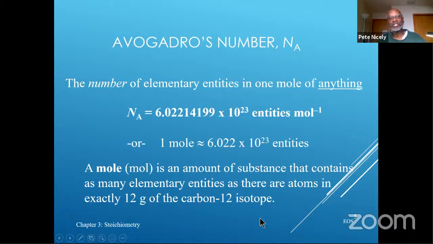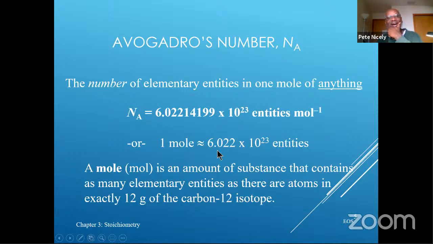And the actual definition of a mole is given right here. A mole is an amount of substance that contains as many elementary entities as there are atoms in exactly 12 grams of the carbon-12 isotope. And it was discovered that 12 grams of the carbon-12 isotope contains 6.02 times 10 to the 23 atoms of carbon, all right? So that's the definition of the mole, and therefore that's how we end up with this number.